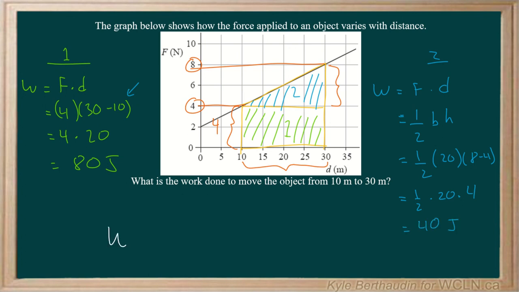Add these two together, so our total work is 1 plus 2, in other words, the area 1 and the area 2. I probably could have labeled that differently, but that's okay. 80 joules plus 40 joules gives us the work to be equal to 120 joules.